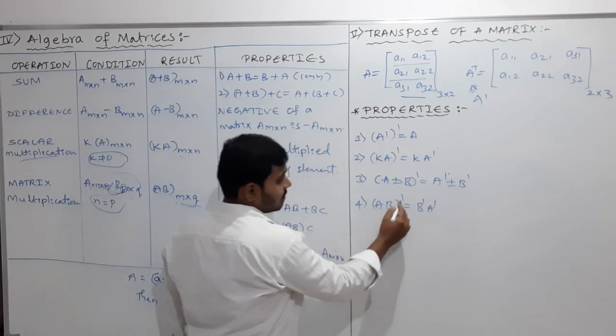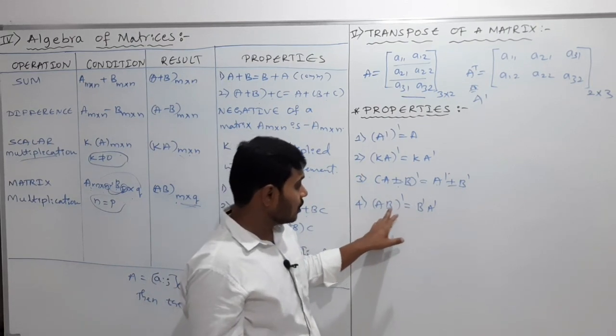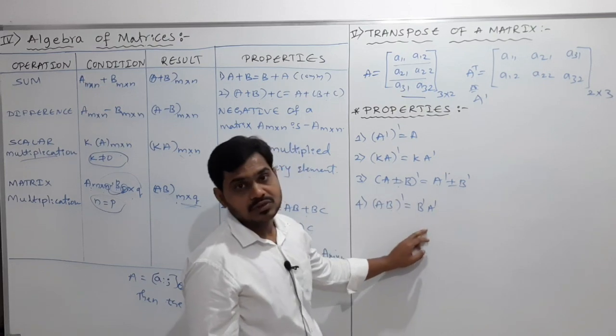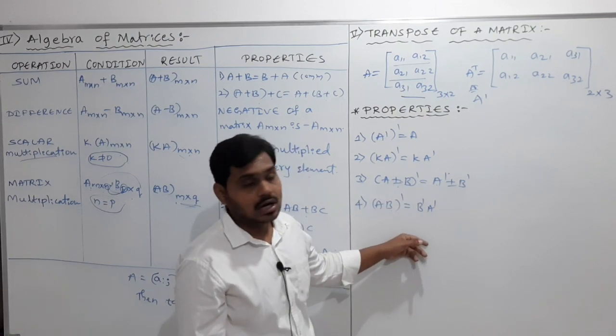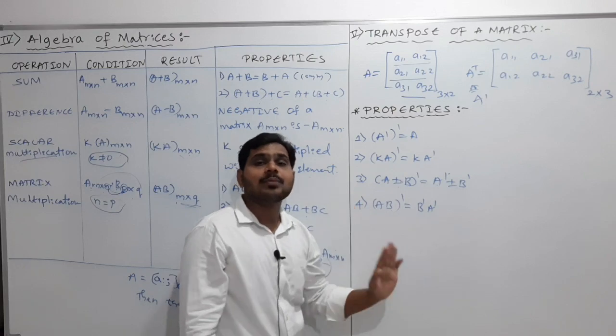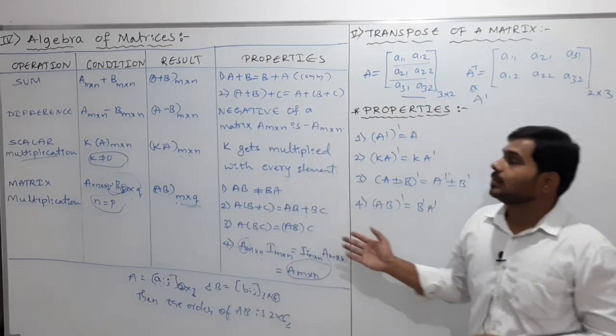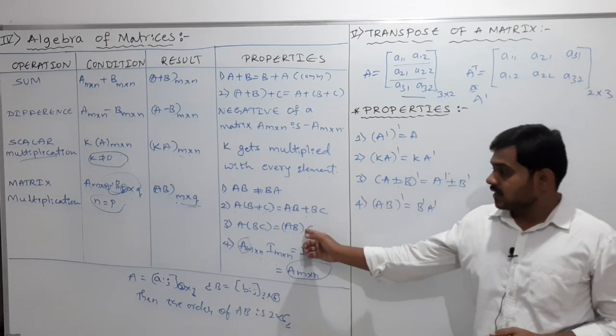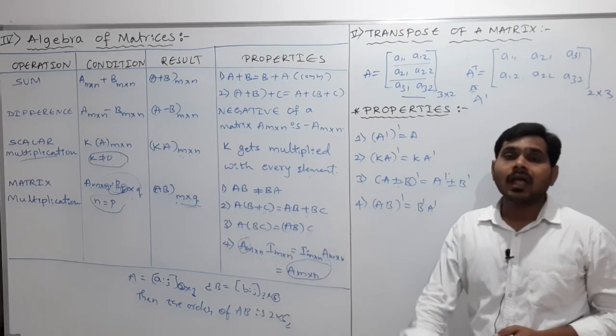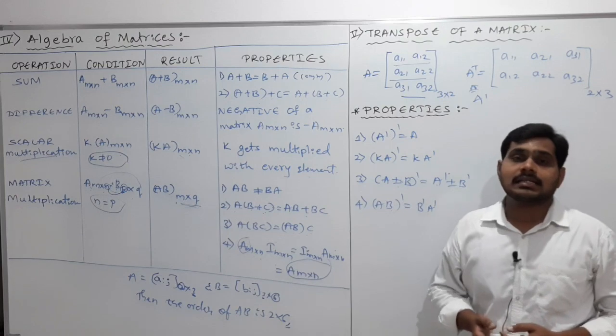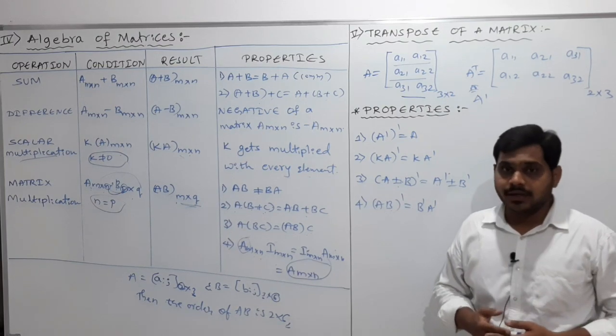Clear? And next one is AB whole transpose. This value is equal to B transpose into A transpose. You can call it the reversal law also. All these properties we discussed, my students. I am just revising the things. Please remember all this, it is very, very important as I told, and the remaining part we'll discuss in the next video. I hope you understood up to here.